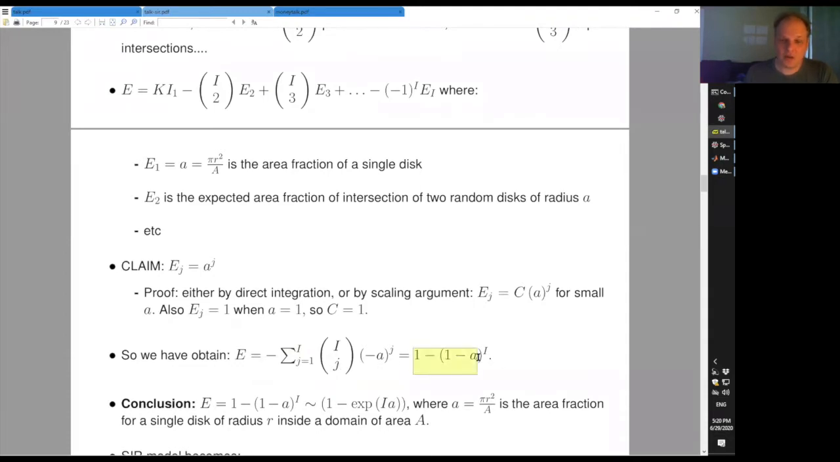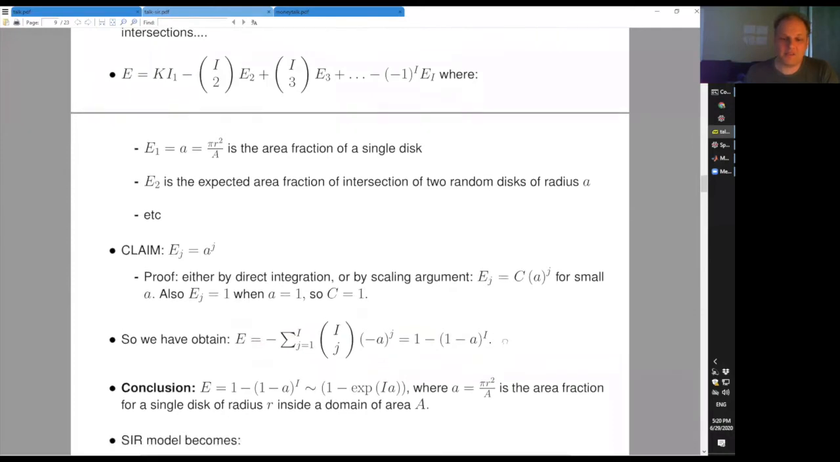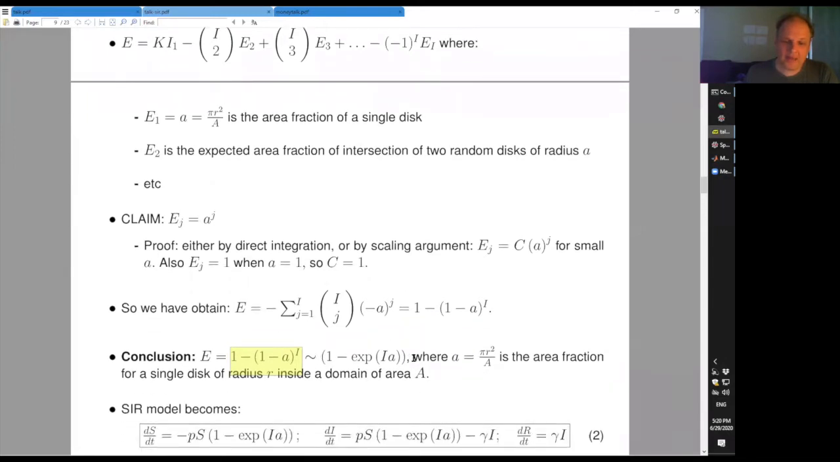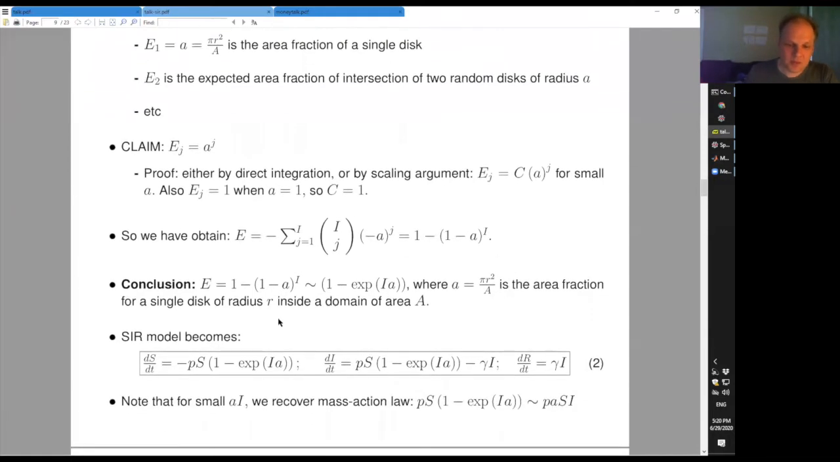So we get this explicit, very simple expression for this intersection. So the conclusion is that the expected area of I disks is this formula here, which for small a is asymptotic to just 1 minus e to the, I'm sorry, this should be minus IA. 1 minus e to the minus IA. There should be a minus in here, and there should be a minus in here and in here.